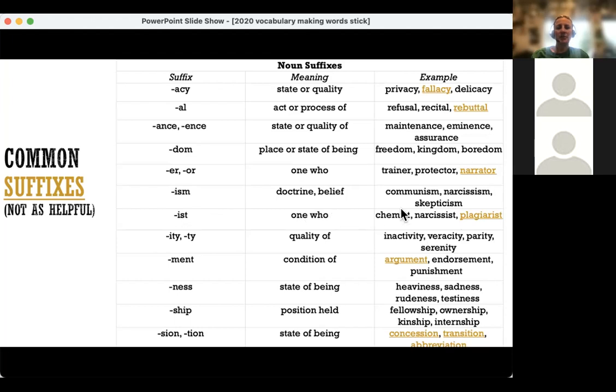So the concept of the word there is still meaning the same, it's just how I'm using it. IST means a person who, right? Chemist, narcissist, plagiarist, right? So again, these don't really hold a ton of meaning except for where you're going to put it in your sentence or how you're going to use it, right? The meaning really is in that base word, right? So refuse, refusing, refusal.